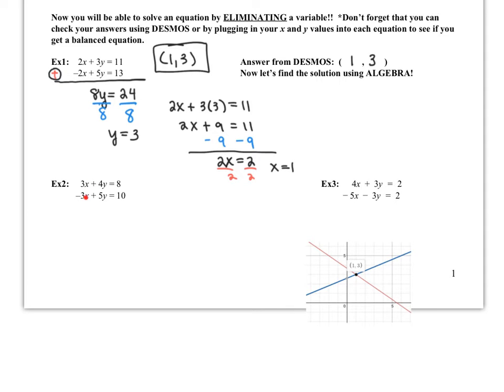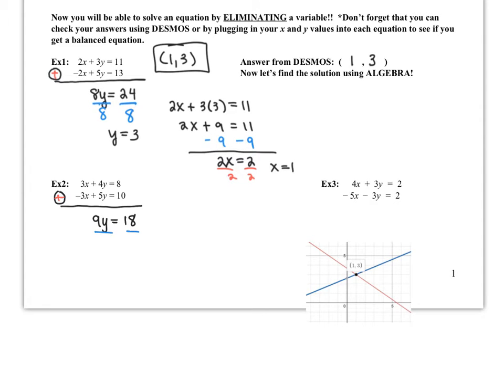Since you've got 3x and negative 3x, this is the variable that we're going to be able to eliminate. So again, we're going to start by drawing our line, showing that we want to add, and now we're ready to add our like terms together. 3x plus negative 3x would be 0, 4y plus 5y would be 9y. Bring down my equal sign, 8 plus 10 would be 18.